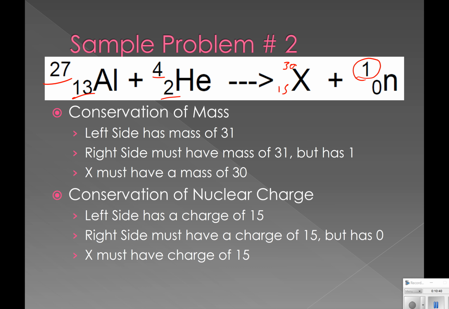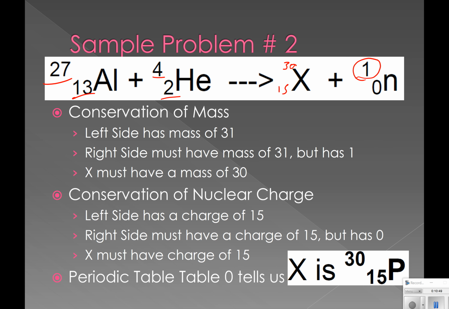And in order to figure out what X is, we want to look that up on the periodic table, see what element has atomic number 15. And this is going to be table O, the periodic table. X is going to be phosphorus-30. Phosphorus has atomic number 15.